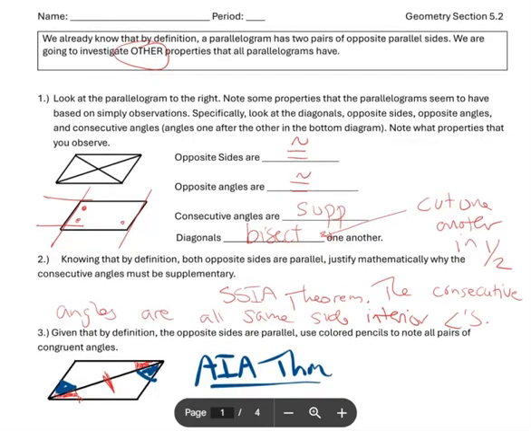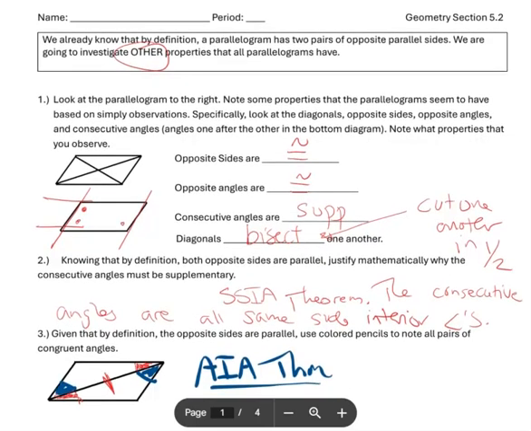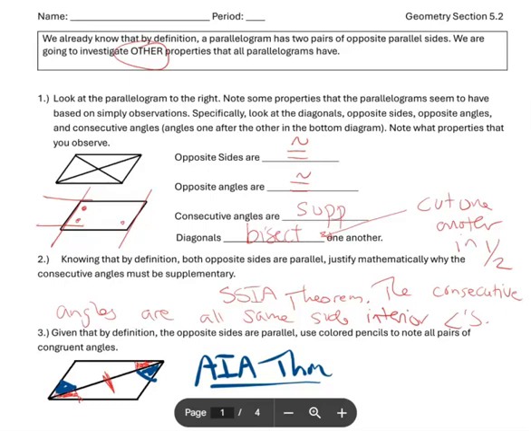Knowing that by definition both opposite sides are parallel, justify mathematically why the consecutive angles must be supplementary. Well, they are SSIAs, and SSIAs, when you have parallel lines and a transversal, must be supplementary. So consecutive angles are all same side interior angles.